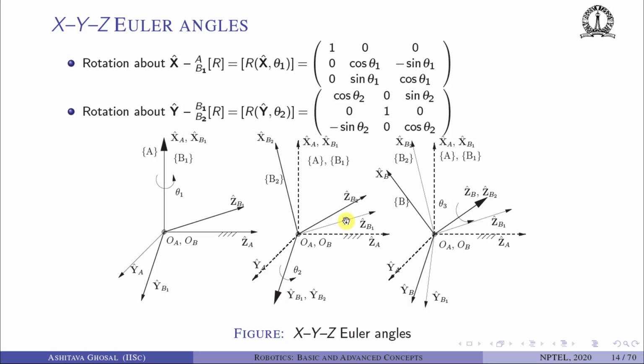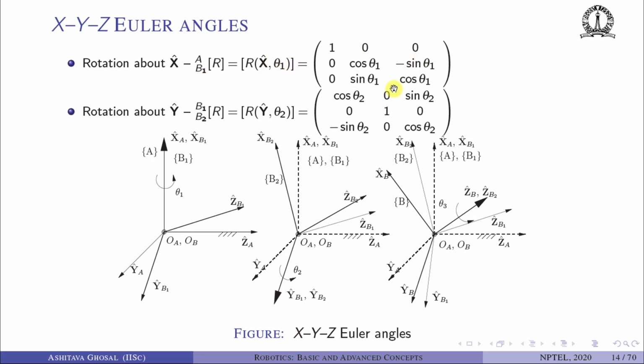So let's take an example. If you have x, y, z Euler angles, what does it mean? We are first going to rotate about x, then we are going to rotate about the moved y, and third we are going to rotate about the moved z. The rotation about x is AB1R. This is rotation about x by an angle theta 1.